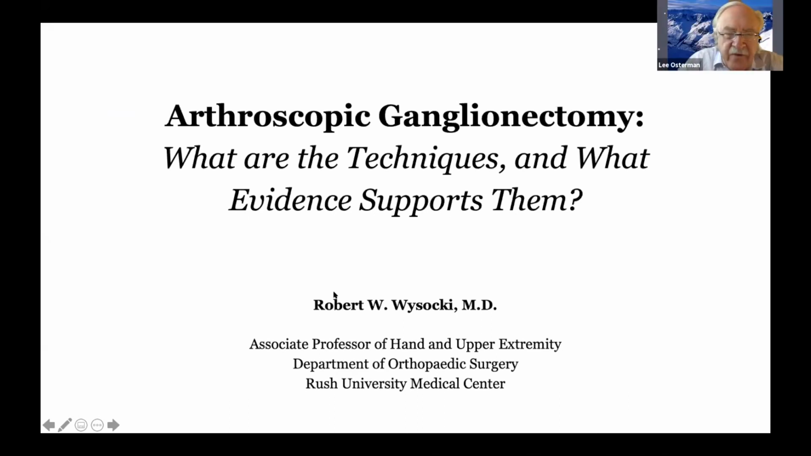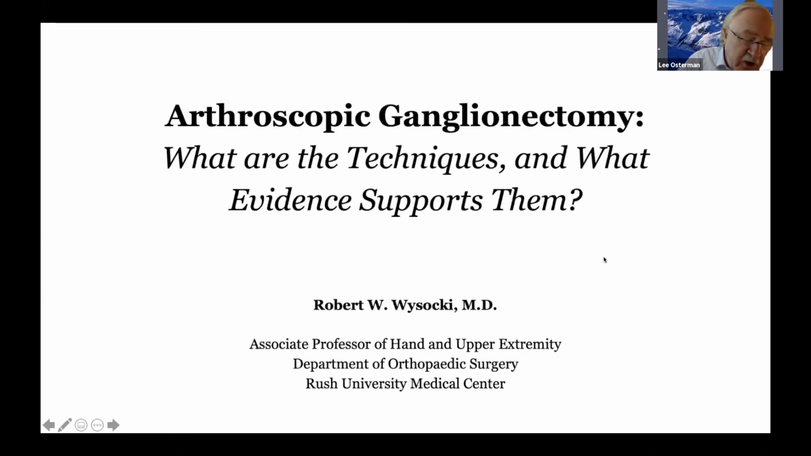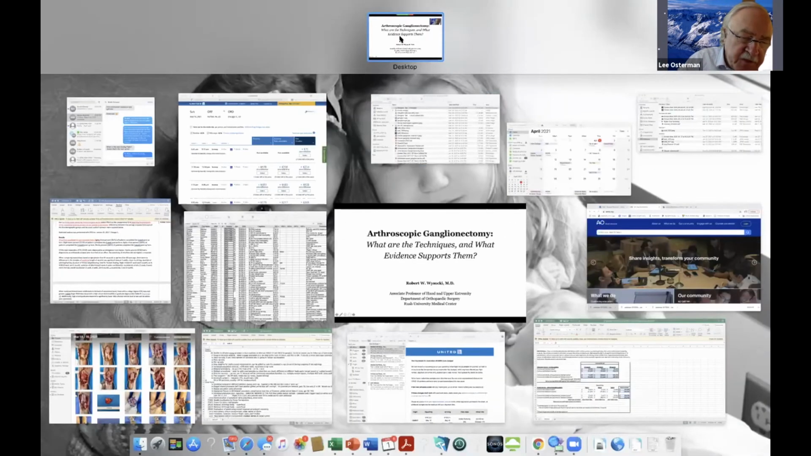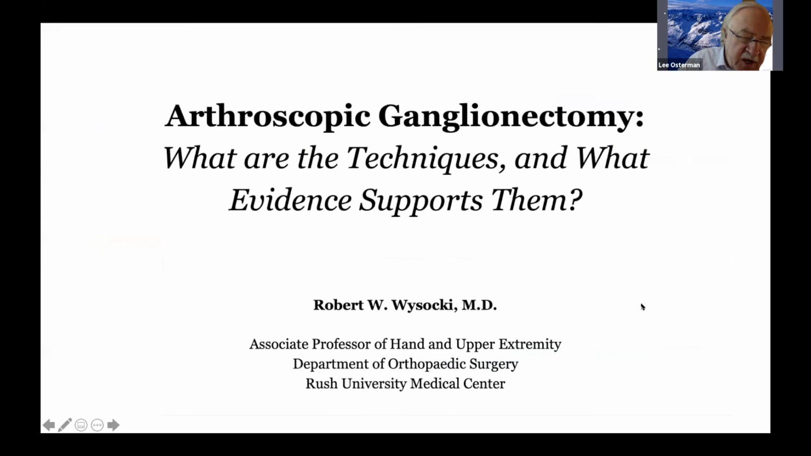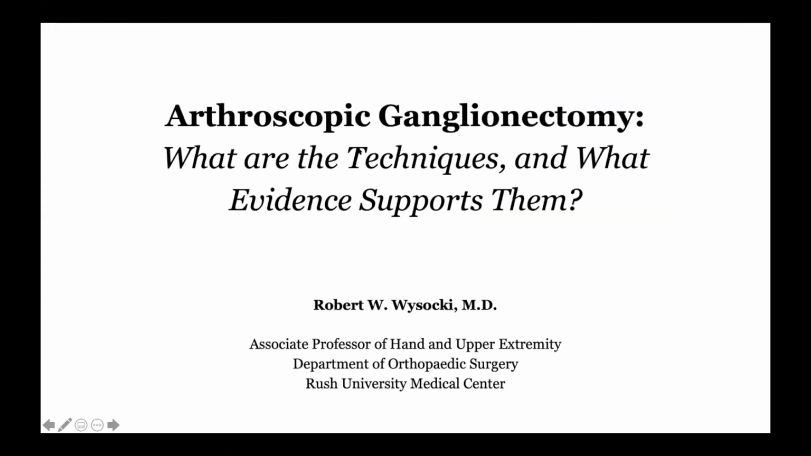And now we'll have Rob Wysocki talk about how to approach the other common reason for wrist arthroscopy as shown by most hand surgeons, which is ganglionectomy. Great, thanks. Can you guys see my slides? We can. Okay, perfect. If anything goes wrong with me advancing, just let me know.